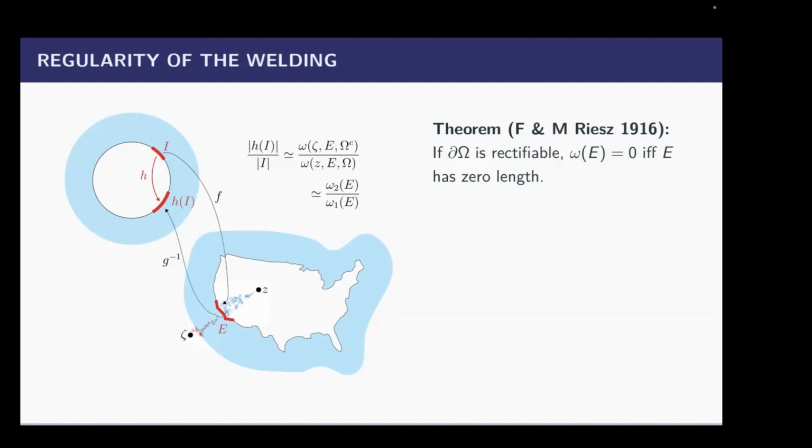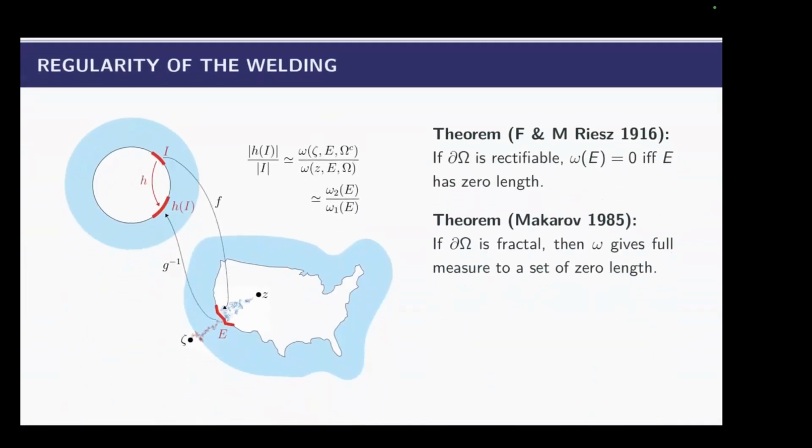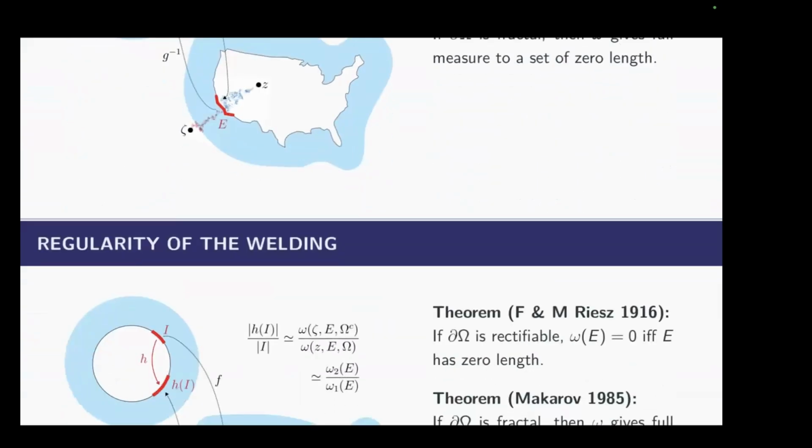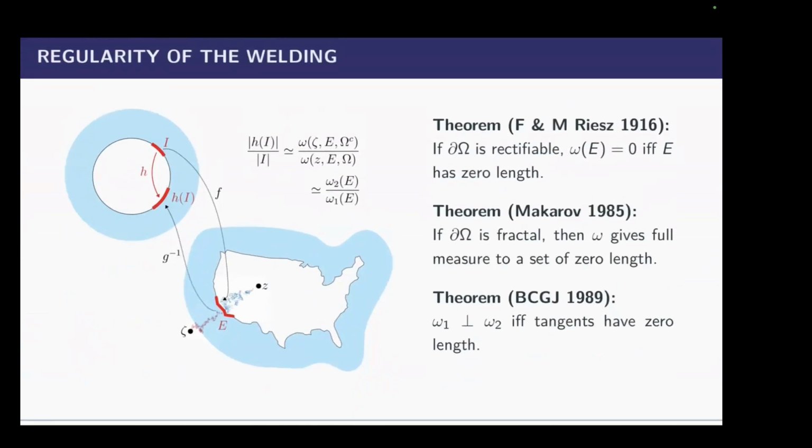Another result in this direction was proved by Nick Makarov, where he showed that if your Jordan curve is fractal, then harmonic measure gives full measure to a set of zero length. And then slightly later, Chris, together with Carleson, Garnett, and Peter Jones, proved that harmonic measure from inside and outside are mutually singular, even if only the set of tangent points has zero length.